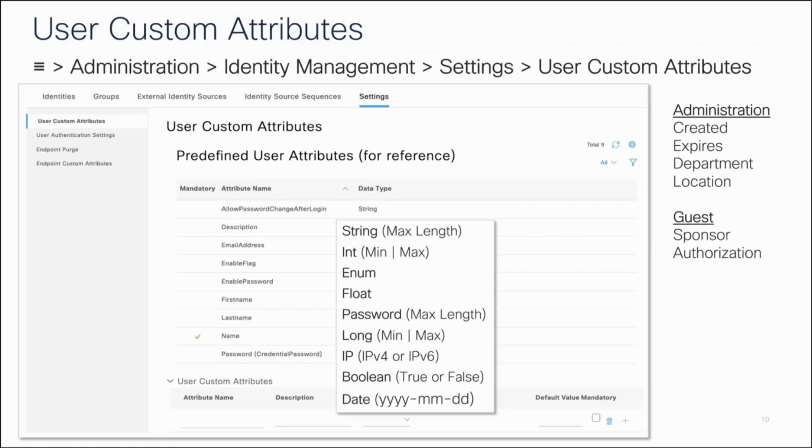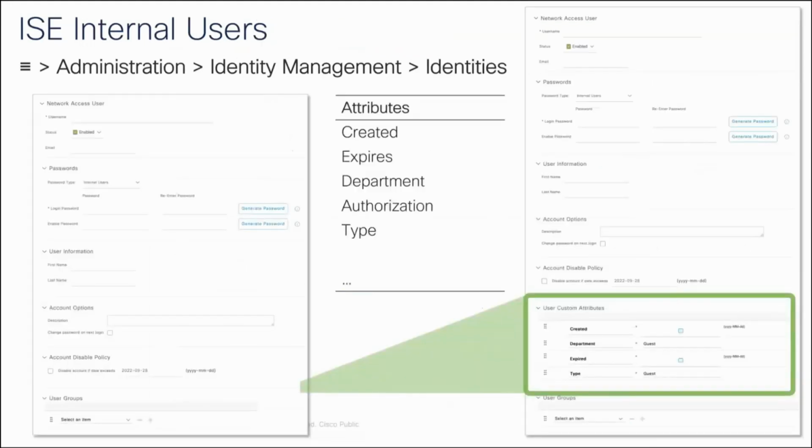And there's even some ways to create some data type validation with this. So once you create these, it actually shows up in the network access user. You can see it listed, and it kind of inserts itself whenever you go to create a user. You can start manually typing in or adding in those user attributes. So that's how internal users work.